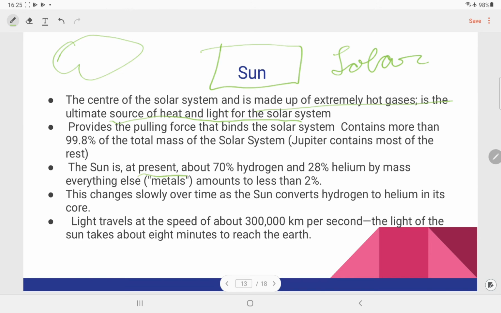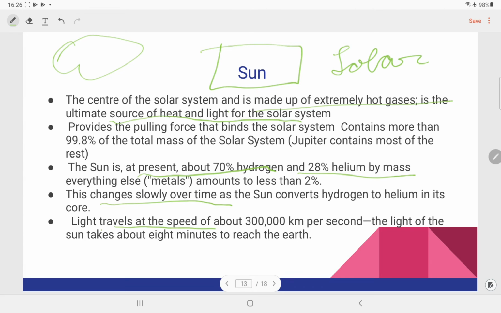The sun is at present about 70% hydrogen and 28% helium, and by combining, like nuclear fusion, is happening over there, so they are releasing energy, and we are getting energy from the sun by that method. This also changes slowly because the hydrogen is being used up and helium is getting more created. So this kind of percentage might not be there after 50 years. It might change to like 69% hydrogen, or 20 or 30% helium, like that.